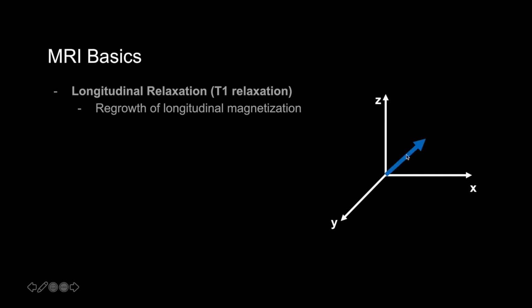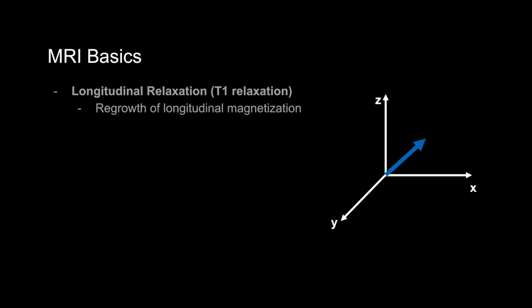At any given point between the xy plane and the z-axis, there's going to be a net magnetization vector with a z-axis component or longitudinal component and a transverse component in the xy plane. What matters here is that depending on the tissue environment, the net magnetization will relax back into the z-axis at different rates.